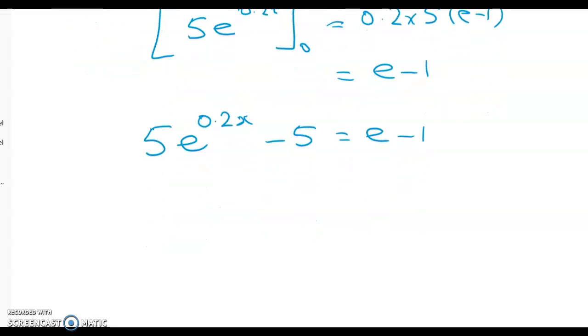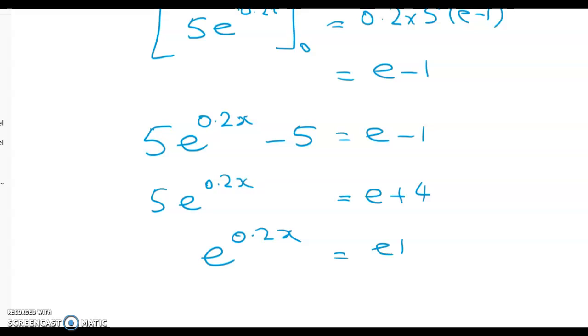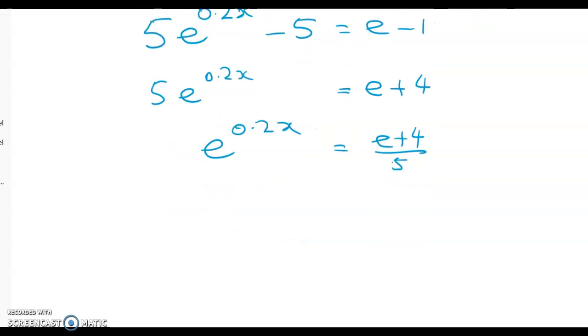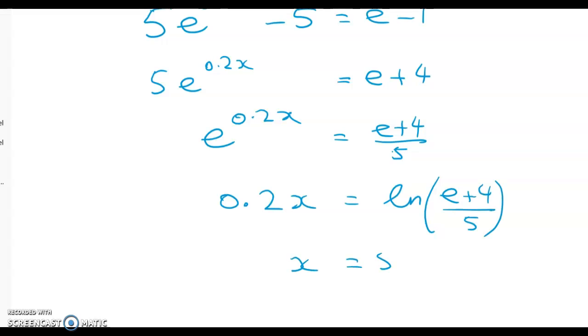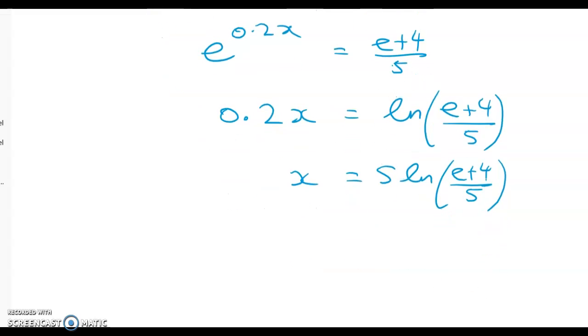Now, there were quite a few mistakes made in the next part by people who mucked up their log rules. So just don't go too quickly, because you saw in class today what happens when you do that, right? We get e to the 0.2x is equal to this. I wouldn't get my calculator out just yet. Now I'm going to take logs of both sides. So 0.2 of x is equal to the natural log of this. So x is equal to 5 times this. And when you work all that through, it ends up being 1.48 seconds to 3 significant figures.